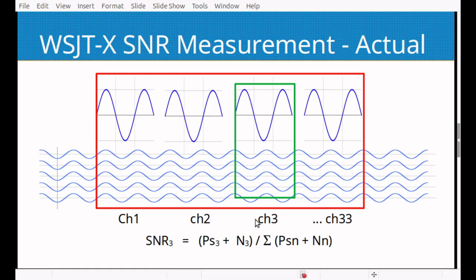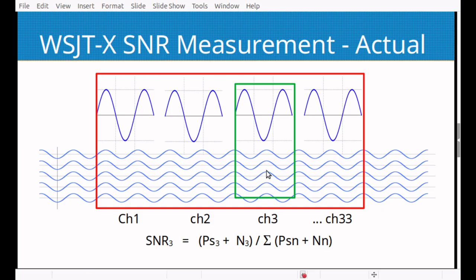Ideally, if we were measuring the signal-noise ratio of channel 3, we would measure the signal power and we would measure the noise power within that channel. And we would divide signal power by the noise power to get the signal-noise ratio. But that's not what WSJT-X is doing.